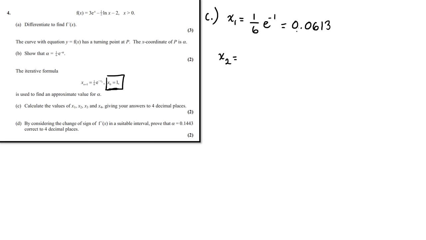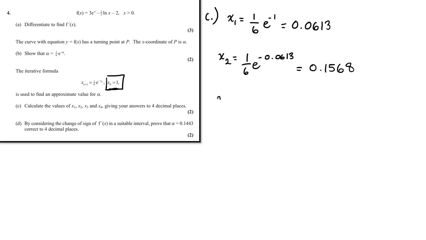0.0613. So when we substitute that in for x2, this is going to be 1 over 6 e to the minus this. This is minus x1, so minus 0.0613. And if we evaluate this, what we get here is 0.1568 there. Okay, that gives us x2.